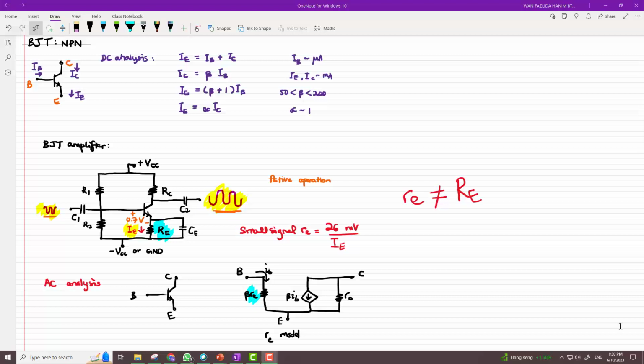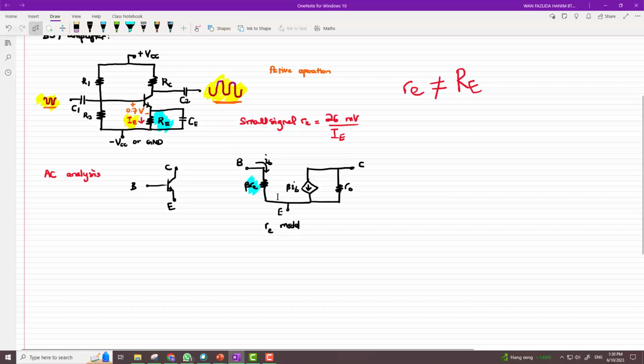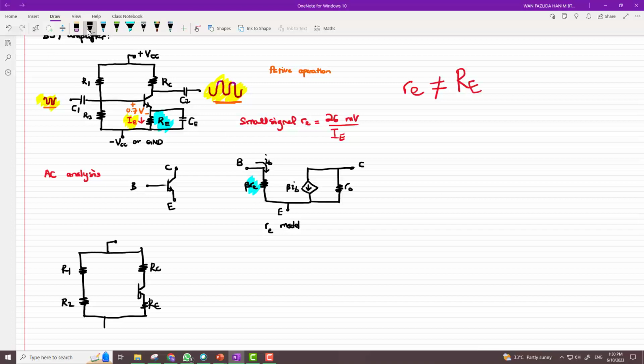So for us to do our analysis of this amplifier, first we need to do the DC analysis and then we do the AC analysis. So let's have a look at how we do the DC analysis. When I want to do DC analysis, I will redraw the circuit and all these capacitances become open circuit. This one becomes ground or negative VCC. I do not have the capacitances anymore.